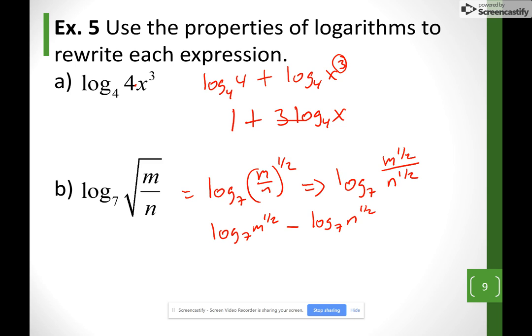Right, I expanded. Now the exponents, I'm going to bring into the front. So I have 1/2 log base 7 of m minus 1/2 log base 7 of n. My fraction at the front, I'm going to make it as a whole fraction. So I have log base 7 of m over 2 minus log base 7 of n over 2.